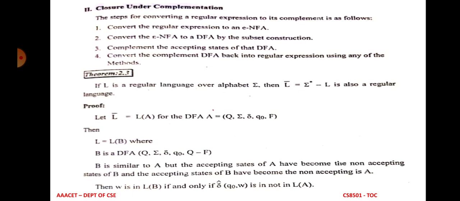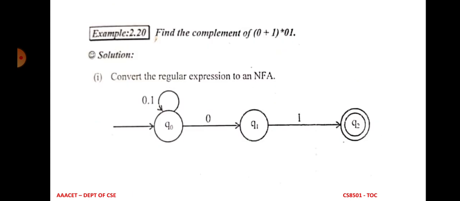Then W is in L of B, where W is a string, if and only if delta cap of Q naught comma W is not in L of A. A particular string is present in one finite automaton which is not present in the other finite automaton, but both belong to the alphabet sigma. So this is the property of closure under complementation. Let us see one example problem.